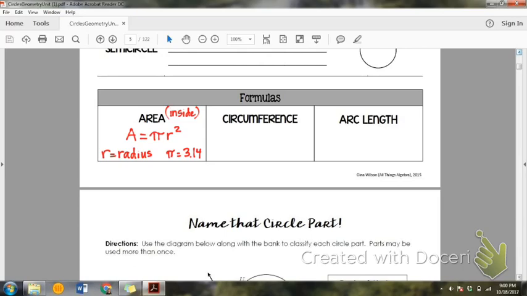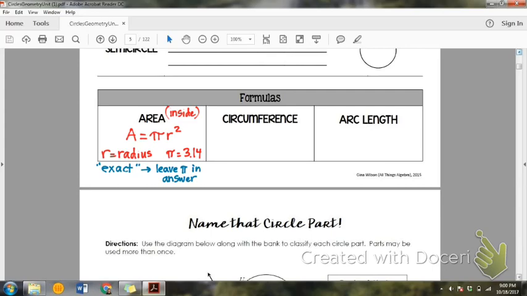Now, if in your homework it says exact, find the exact radius, what that means is you leave pi in your answer. Do not use 3.14 or the pi button on your calculator. You would just leave pi in your answer. If it says to round or anything like that, then you will use 3.14.